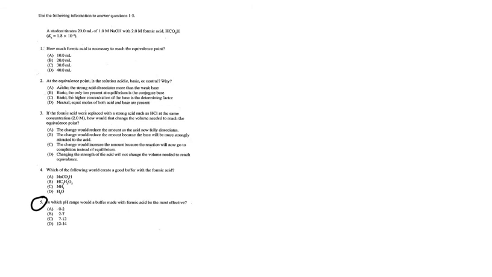So let's see, number 5. In which pH range would a buffer made from formic acid be the most effective? So you remember that for a buffer to be most effective, it should be high concentration, as in it's got to have high buffer capacity. And we'd like there to be equal amounts of the acid and the conjugate base so that we have both systems to absorb acid and base.